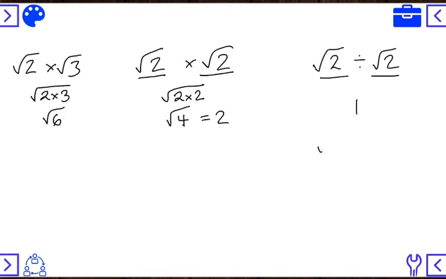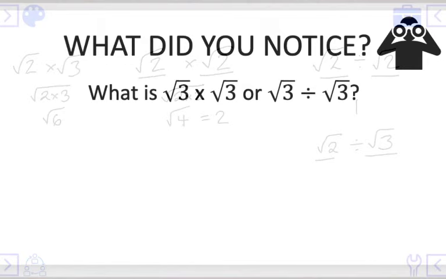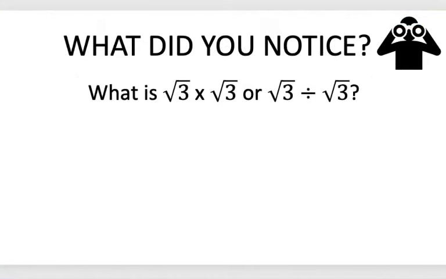But if the surd happened to be root 2 divided by the square root of 3, I can't simplify this because they are not common. So what does this then tell us? And would you be able to predict what I would get with each of these examples? So what if I had root 3 times root 3? What if I had root 3 divided by root 3? Well, the answer to the first one would be 3, and the answer to the second one would be 1.